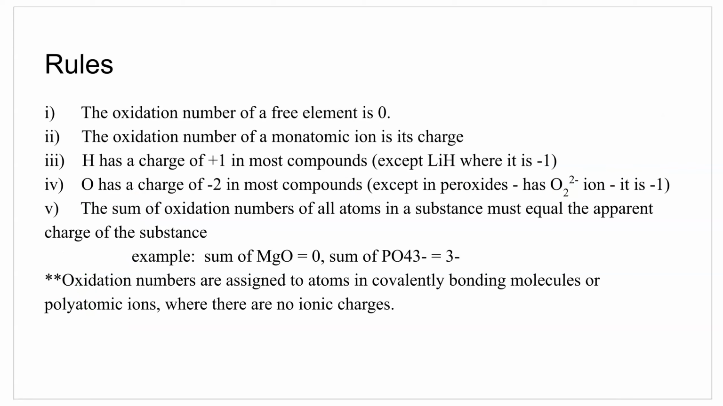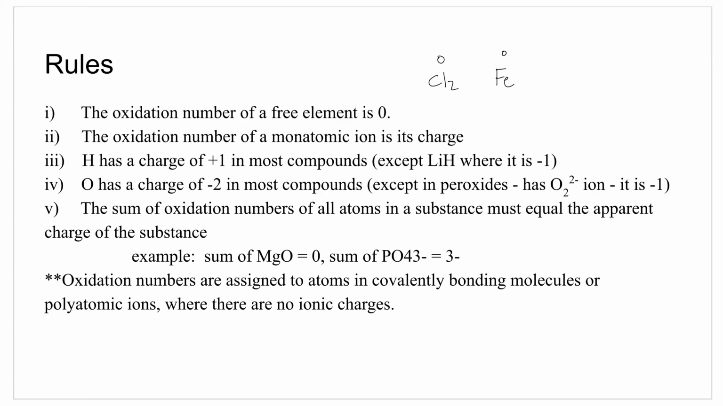Here are our rules for assigning oxidation numbers. The first rule is that the oxidation number of any free element is 0. Chlorine, Cl2, as a gas, has an oxidation number of 0 because the electronegativity between the 2 chlorine atoms is equal, and there would be no shift of electrons to the more electronegative element. An atom like iron also has an oxidation number of 0.